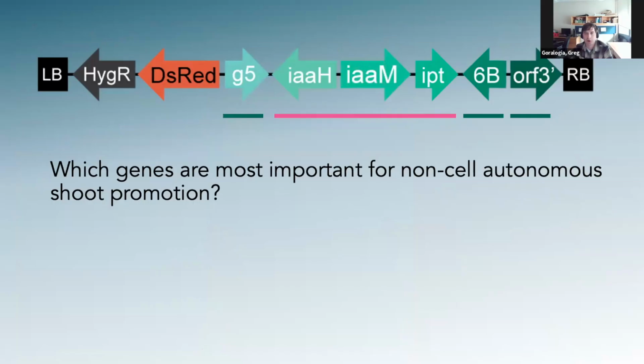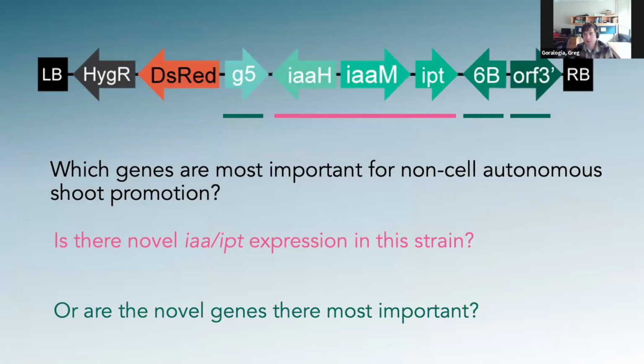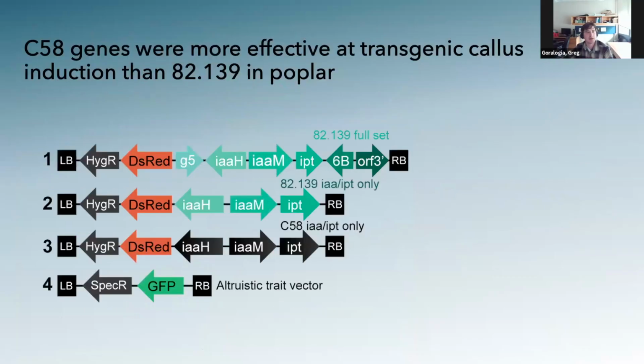We've been wondering how exactly these work. So originally we thought it's probably these hormone genes, and so those are highlighted in pink, but it could be some of the other genes in the tDNA. So we've done some work on this.